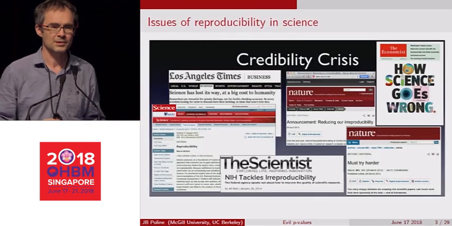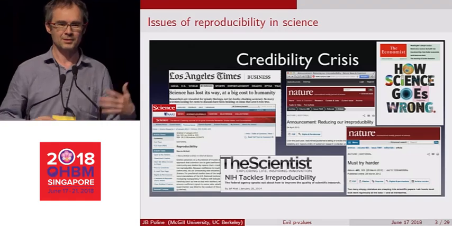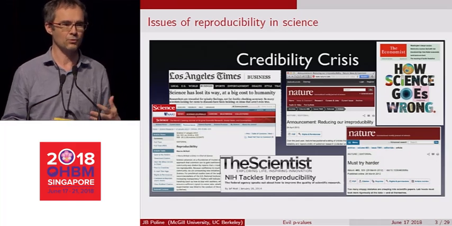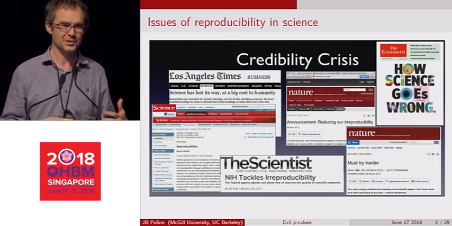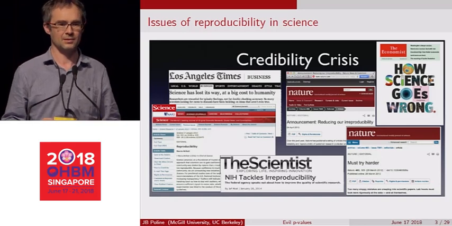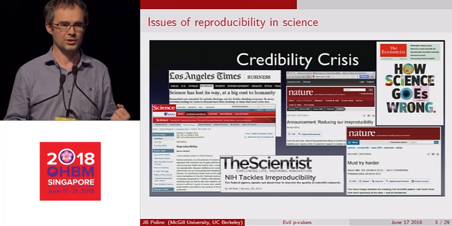So this is a slide I borrowed from Victoria Stodden, saying that if you are not convinced yet that there is a problem of replicability in science, you're probably not reading the right papers. Everyone is talking about it, and it's clear that we have a problem, and the question is, how do we solve it?